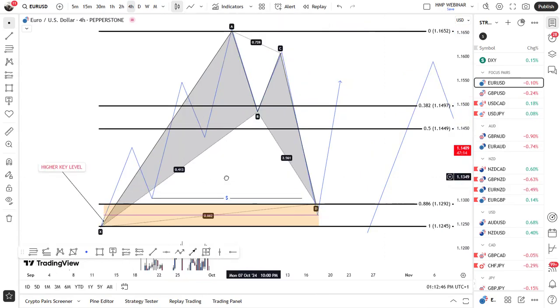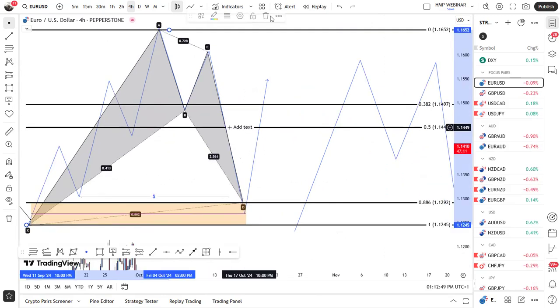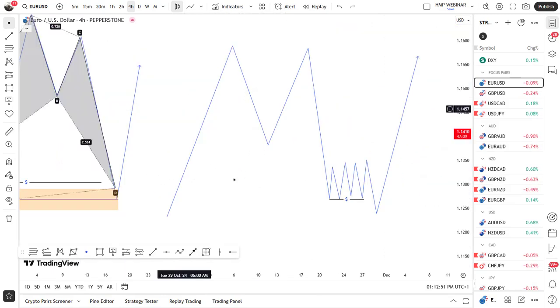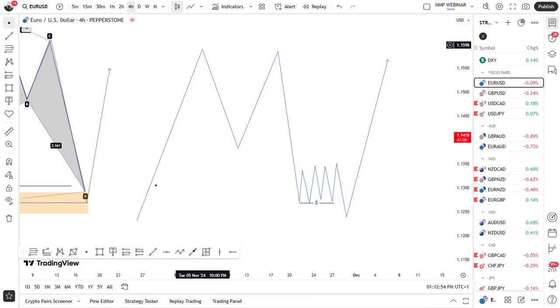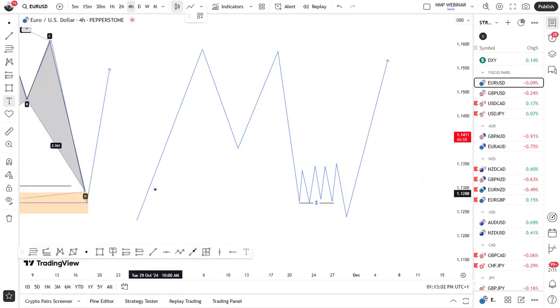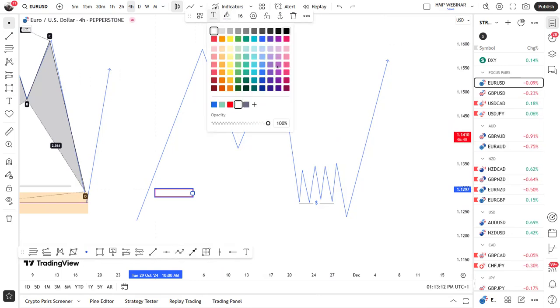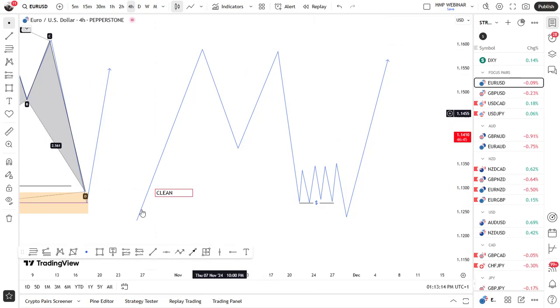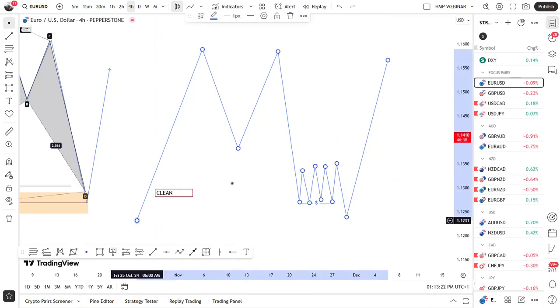Another concept of inducement liquidity is when your potential reversal zone is very clean. You can see this level is very, very clean. Let me just bring in text. Make it text black. Good. It is when your potential reversal zone is very clean. There is no structure here. There is no inducement liquidity before the potential reversal zone.